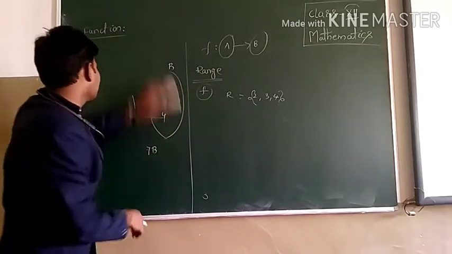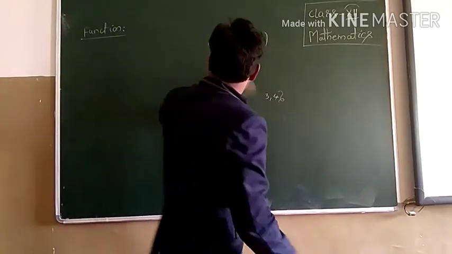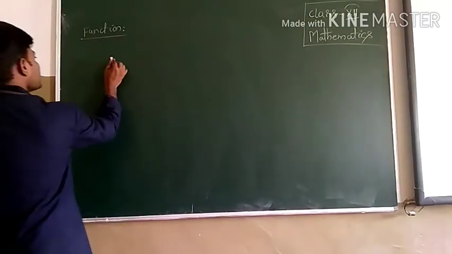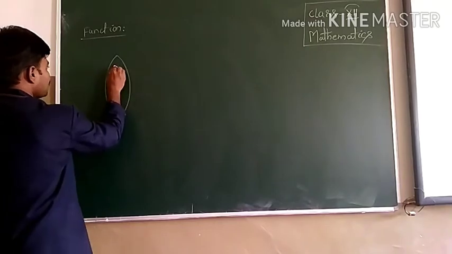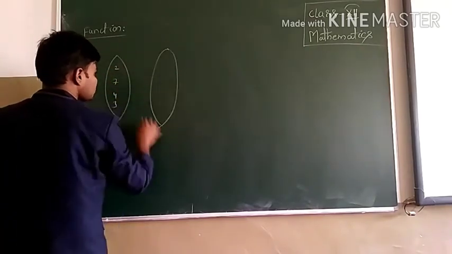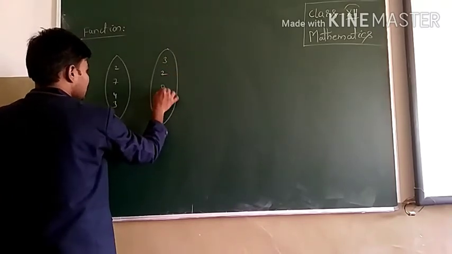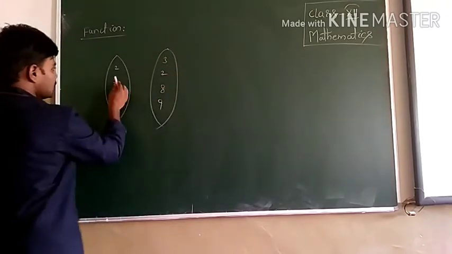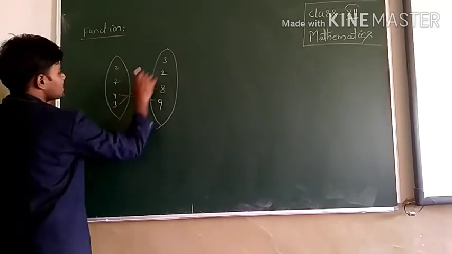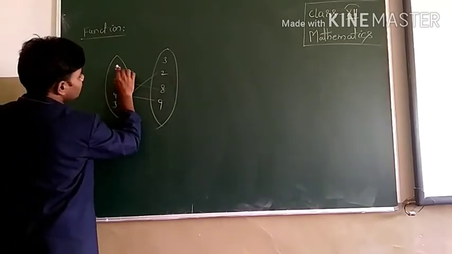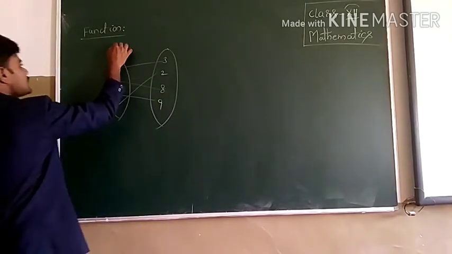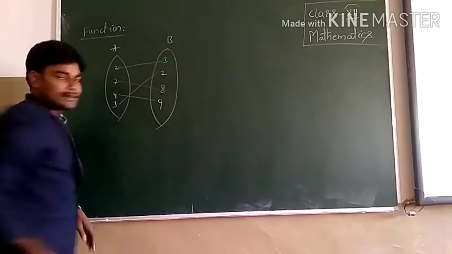Let's see one more example, to get it defined in a better way. Suppose A is defined like this: 2, 7, 4, 3, and B is 3, 2, 8, 9, 10. 7 is mapped with 8, 4 with 9, 3 with 2, and 2 with 3. This is the map diagram. This is A and this is B.